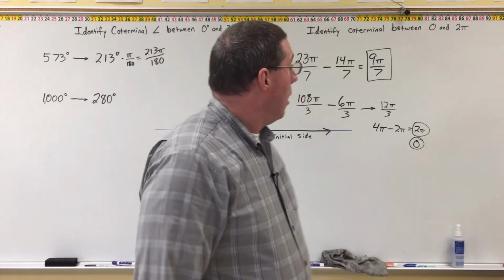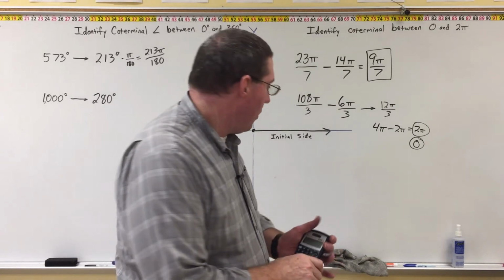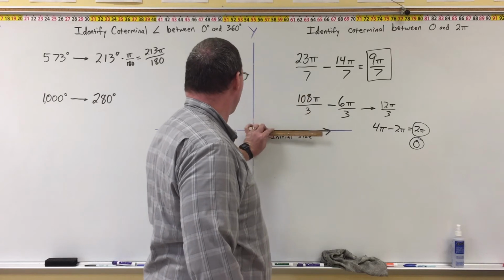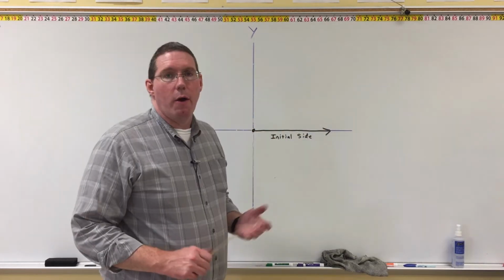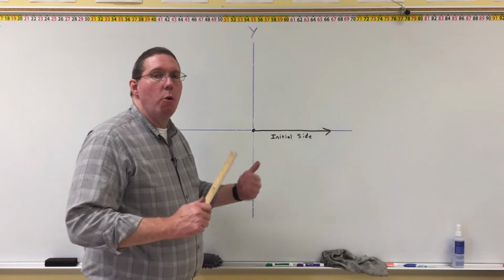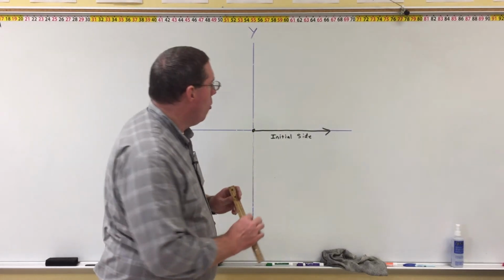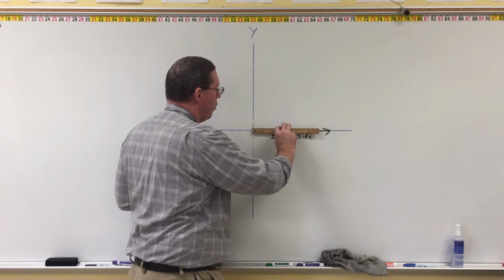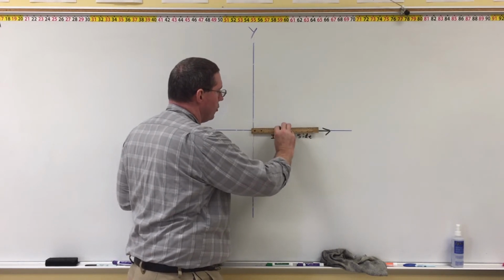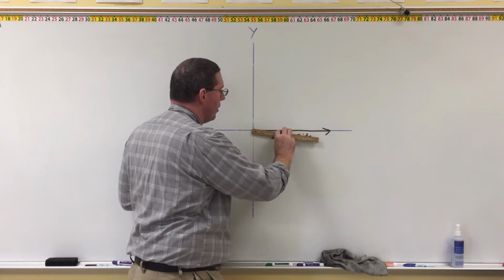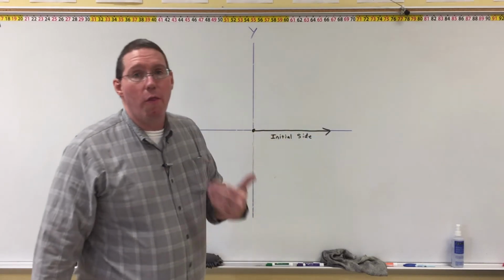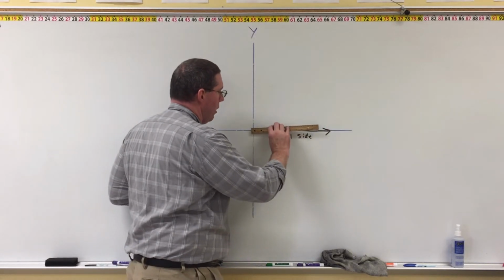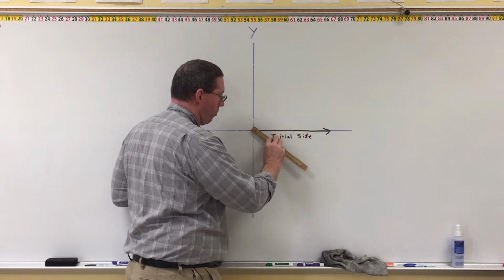Okay? All right, let's now look at what happens when the terminal side, instead of going counterclockwise, goes clockwise. How do we represent it when the terminal side, from the initial side, begins turning downward? Well, I call that backwards. To me, what's happening is the angle is opening up backwards from where it normally opens up.